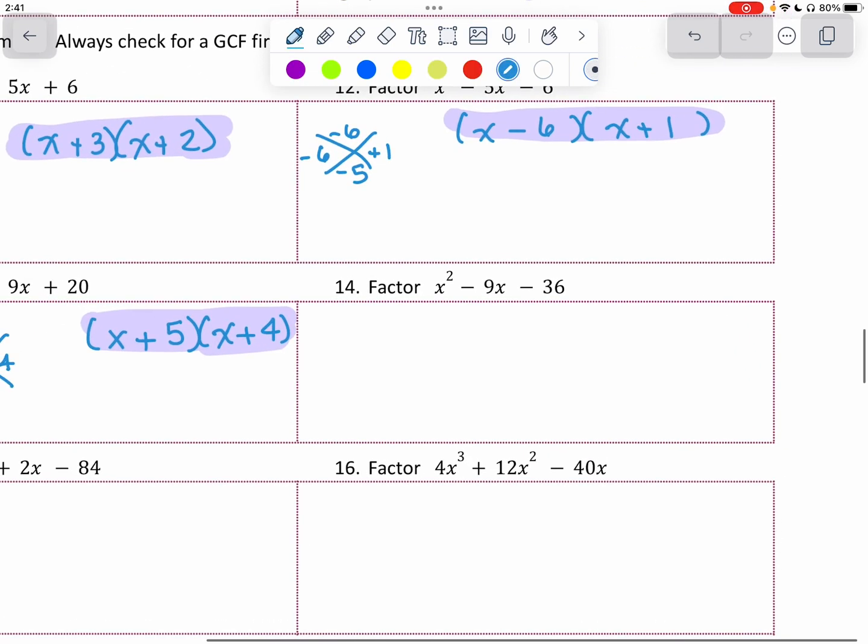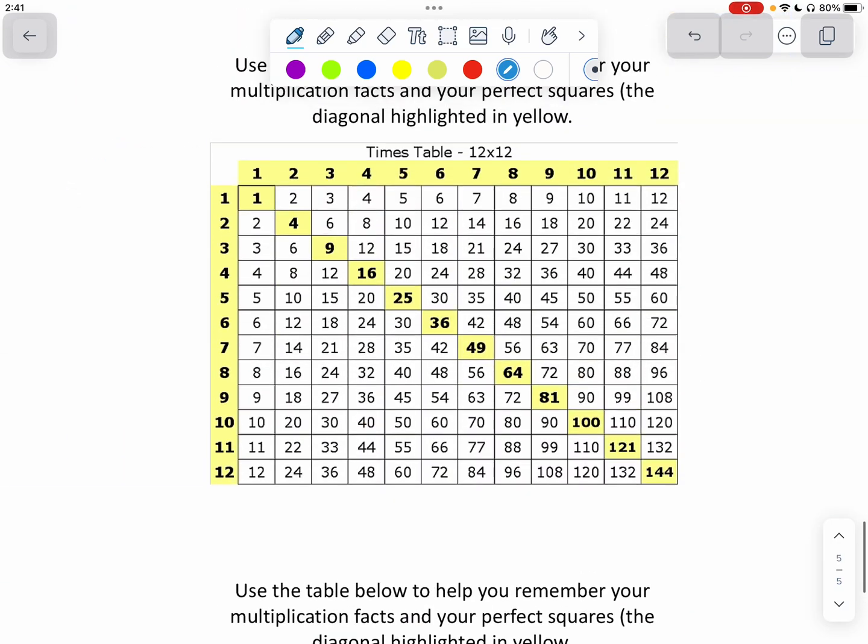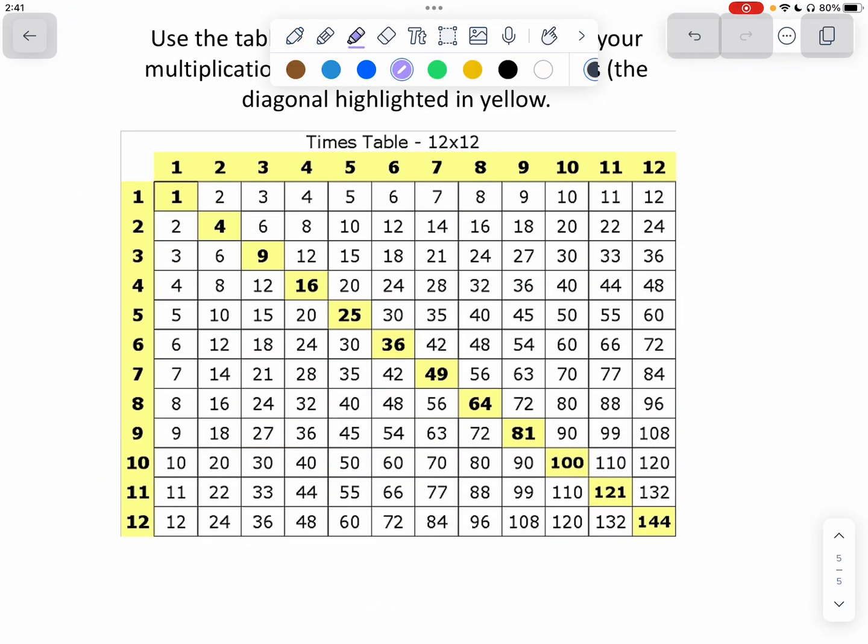Number 14, A is 1, B is -9, C is -36. So I'm looking for two numbers that multiply to give me -36, that add to give me -9. You got this as you came in the door, so if you're not sure how to use one of these, this is just a multiplication table. So all the factors of 36, I can highlight. 36 is 9 times 4. 36 is also 6 times 6. 36 is also 3 times 12. Here's 9 times 4 again.